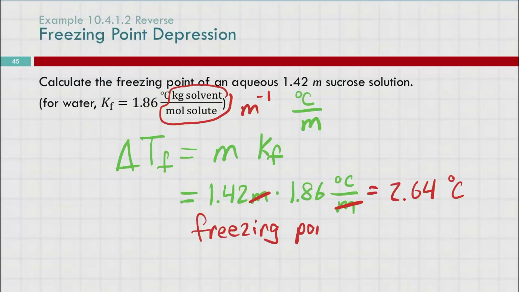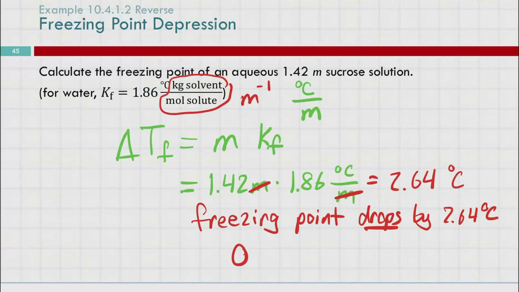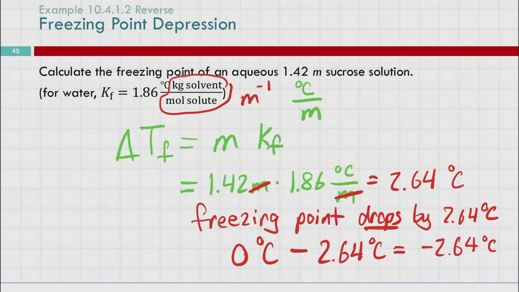So the freezing point drops by 2.64 degrees Celsius. What is our normal freezing point for water? Normally, it's 0 degrees Celsius. And if it's going to drop, that means we're subtracting this 2.64 degrees Celsius. And so our new freezing point is negative 2.64 degrees Celsius. So that's our new freezing point, and that is the correct answer.